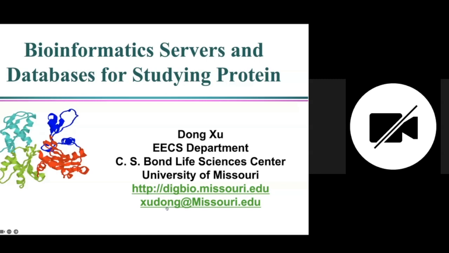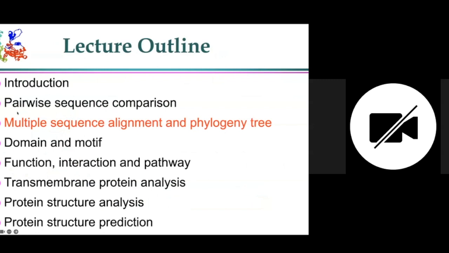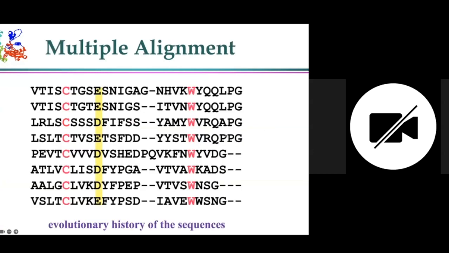Okay, let's continue. So last time we talked about the introduction and also pairwise sequence comparison. In lecture 3, I will talk about multiple sequence alignment and the phylogenetic tree. So here is an example of a multiple sequence alignment.